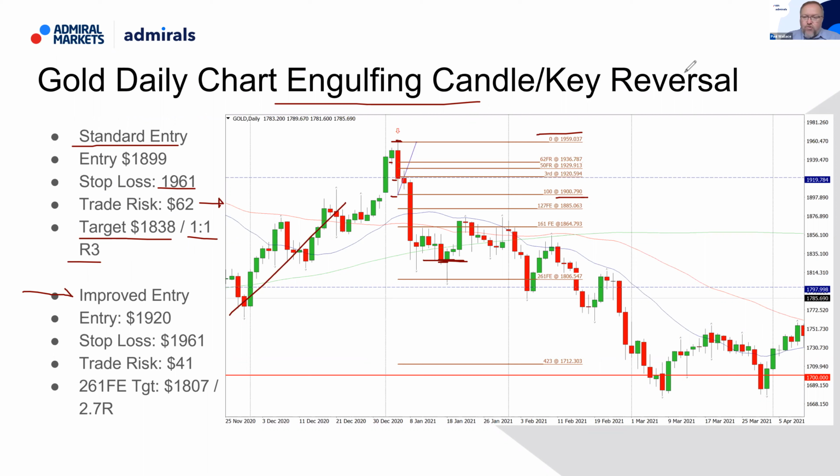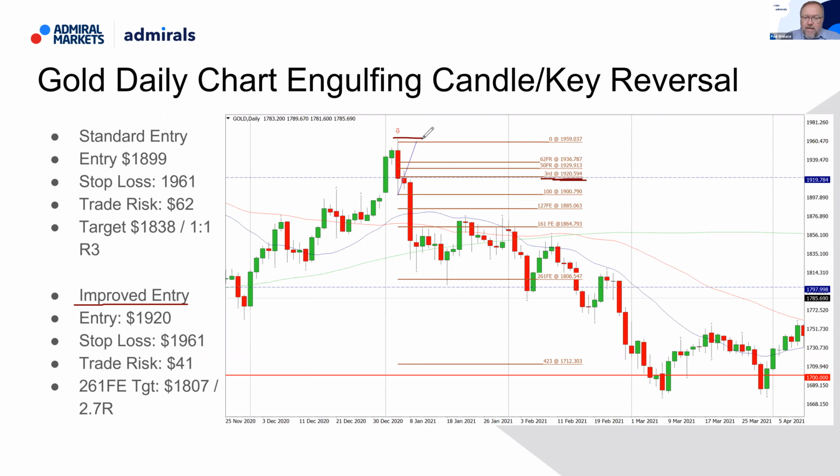But alternatively, let's clear the drawing and look at the improved entry. Remember, your entry is a third of the way back into that candle. So now you're short at 1920, and your stop is still at 1961. So you've now got $41 of trade risk between your entry and your stop loss. Now your target is a 261 Fibonacci extension, which is down here, at what we're calling $1807, just in front of the big psychological number of 1800.